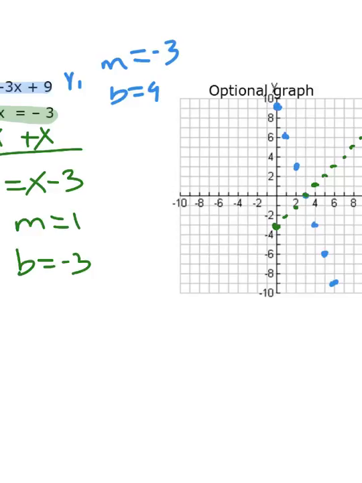And by the way, you will have access to your calculator, so you could also type this into your calculator and look at the graphs on your calculator screen. Either way, you're going to see it has a solution of (3, 0).